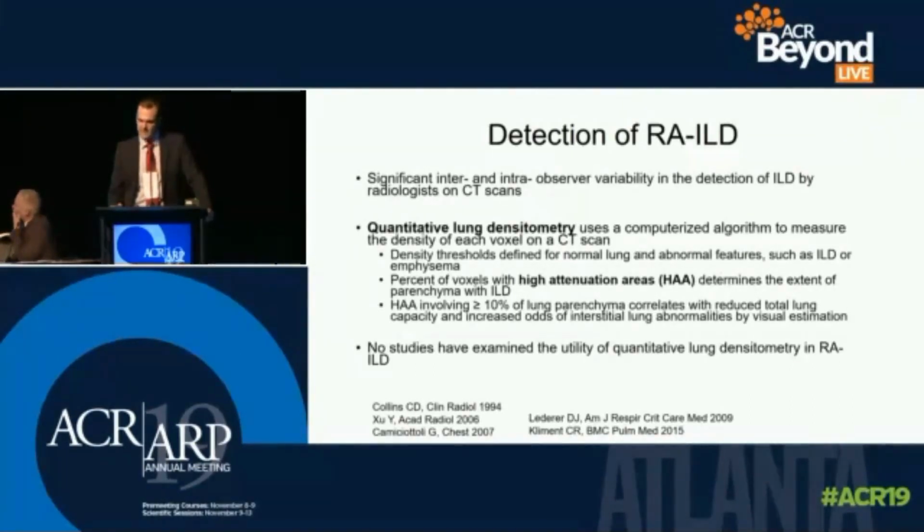High attenuation areas, abbreviated as HAA, which are measured by quantitative lung densitometry, are a surrogate marker for ILD. Therefore, calculating the percentage of parenchyma with HAA determines the extent of ILD on densitometry. Based on previous studies, HAA affecting at least 10% of the parenchyma correlates with restrictive lung physiology and increased probability for interstitial abnormalities on visual estimation by radiologists.